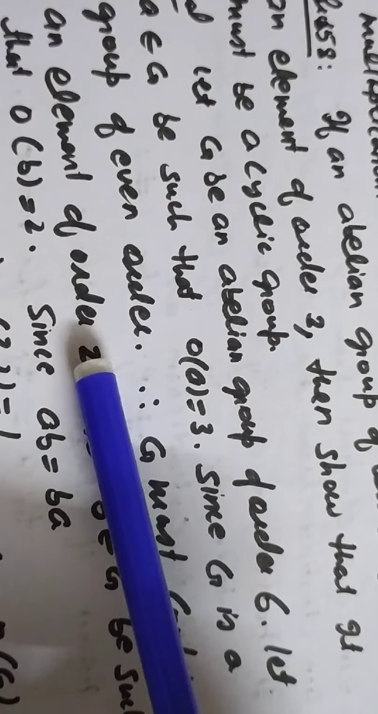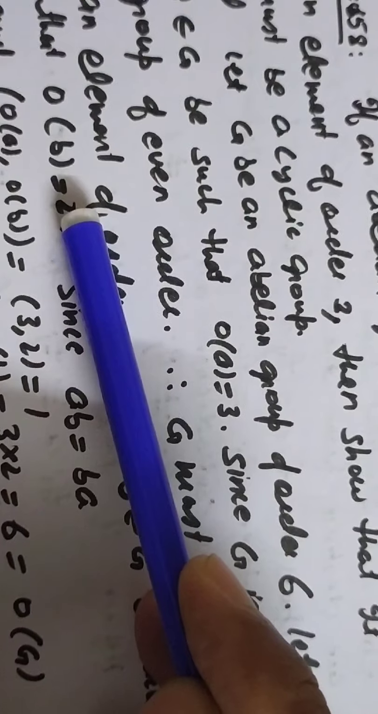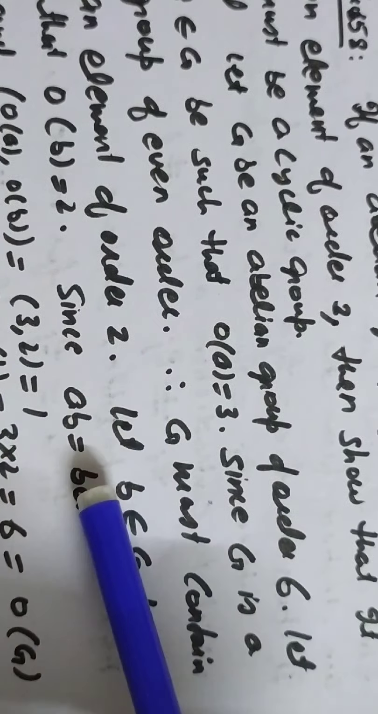What I will do: let G be an abelian group of order 6. Let A in G be an element whose order is 3. Since G is a group of even order, G must contain an element of order 2. Let B belong to G be an element whose order is 2. Since AB equals BA. Why? Because this is an abelian group, as it is given over here.